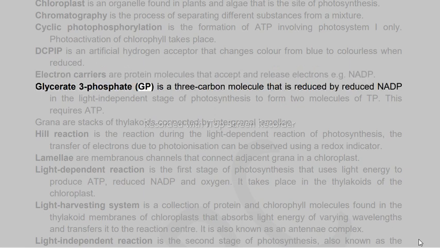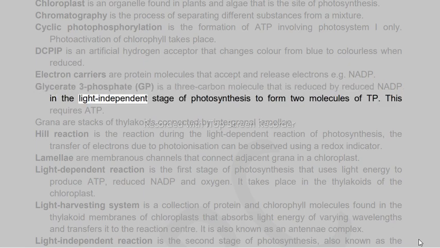Glycerate phosphate, GP, is a 3-carbon molecule that is reduced by reduced NADP in the light-independent stage of photosynthesis to form 2 molecules of TP. This requires ATP.